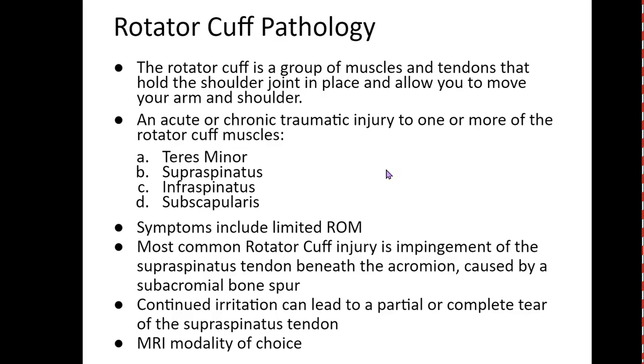The most common injury of the rotator cuff is actually impingement of the supraspinatus tendon as it passes beneath the acromion. And remember, we talked about impingement a couple slides ago. That impingement, remember, can be caused by the subacromial bone spur, or a bone spur coming off the bottom of the acromion. Repeated irritation from the bone spur can lead to a partial or complete tear of the supraspinatus tendon. And you can imagine that causes a lot of pain and limited range of motion for a patient.